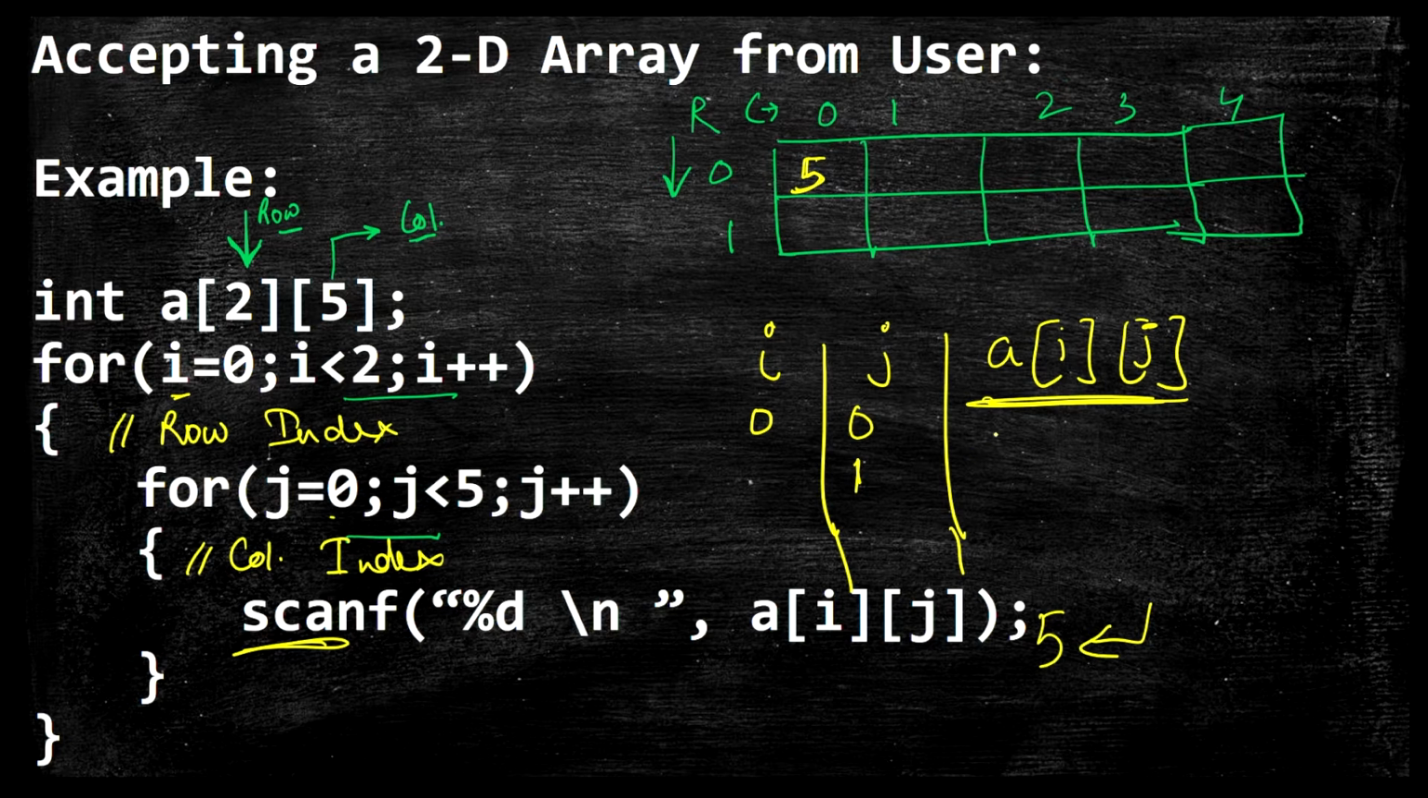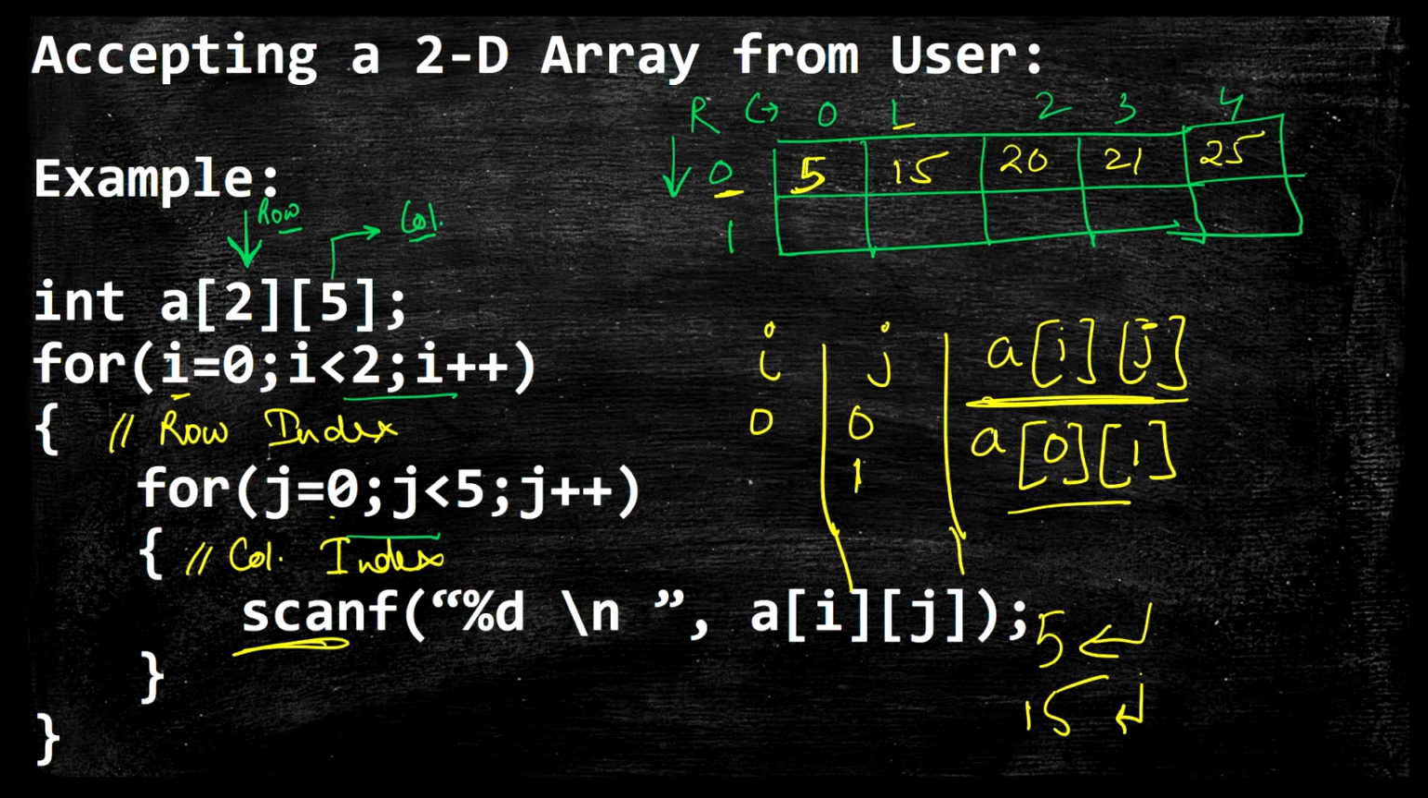At that time, the compiler will ask us for the position of this one, that is a[0][1]. At this time we enter a number, suppose 15, and press enter. So a[0][1], 15 will be entered over here, right? Now after this, suppose we get values 20, 21, 25 like this. When j becomes 4, j will increment to 5, and at that time the j loop will be terminated, right?